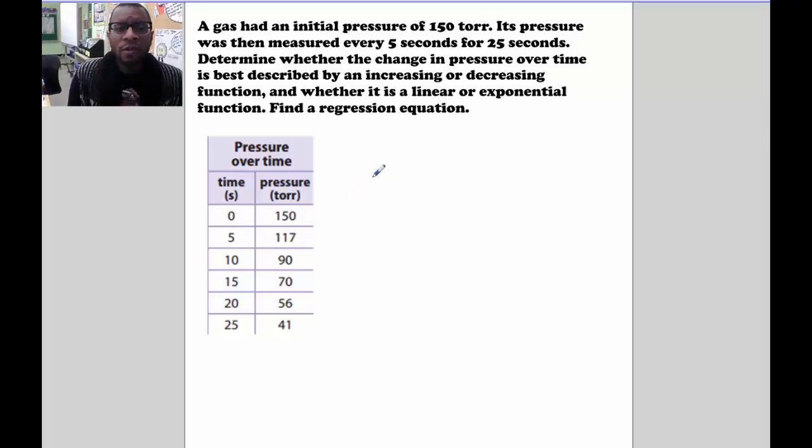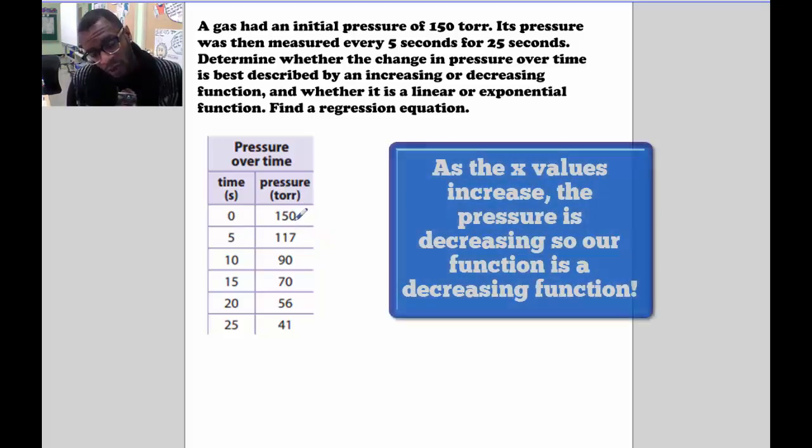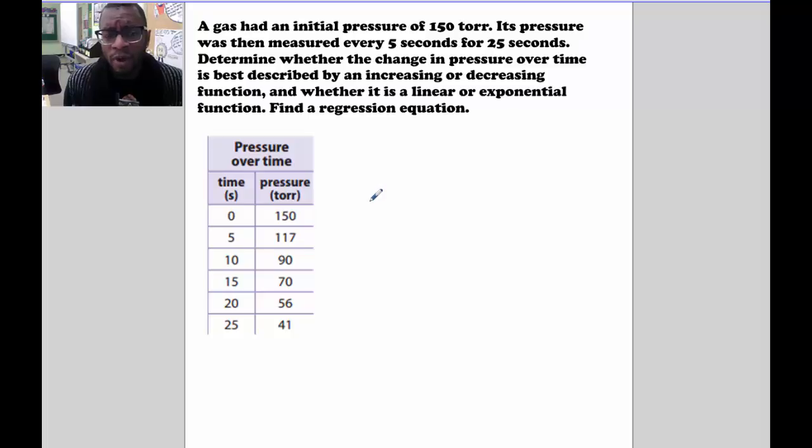All right, so the first thing we're going to do is we're given this table of data. As the time increases, the pressure, it looks like, is decreasing, because we go from 150 to 117 to 90 to 70, 56, and then finally 41. So we know this is a decreasing function. Okay, and now we want to figure out whether it is linear or exponential.